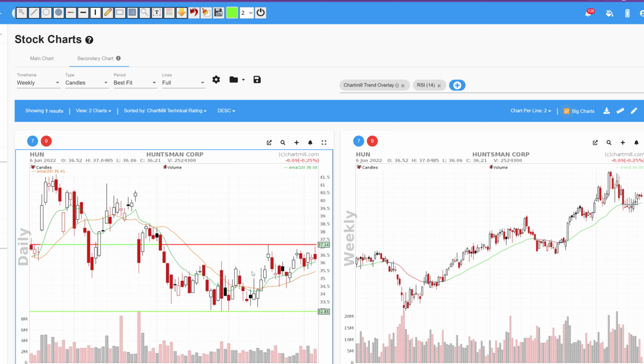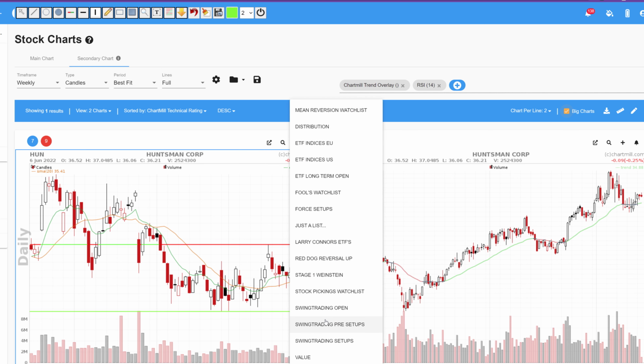Now I will only consider this as a trade setup if price can close above 37.13. In that case, next resistance is 41.5. So again, I will add this to my swing trading pre-setup list.